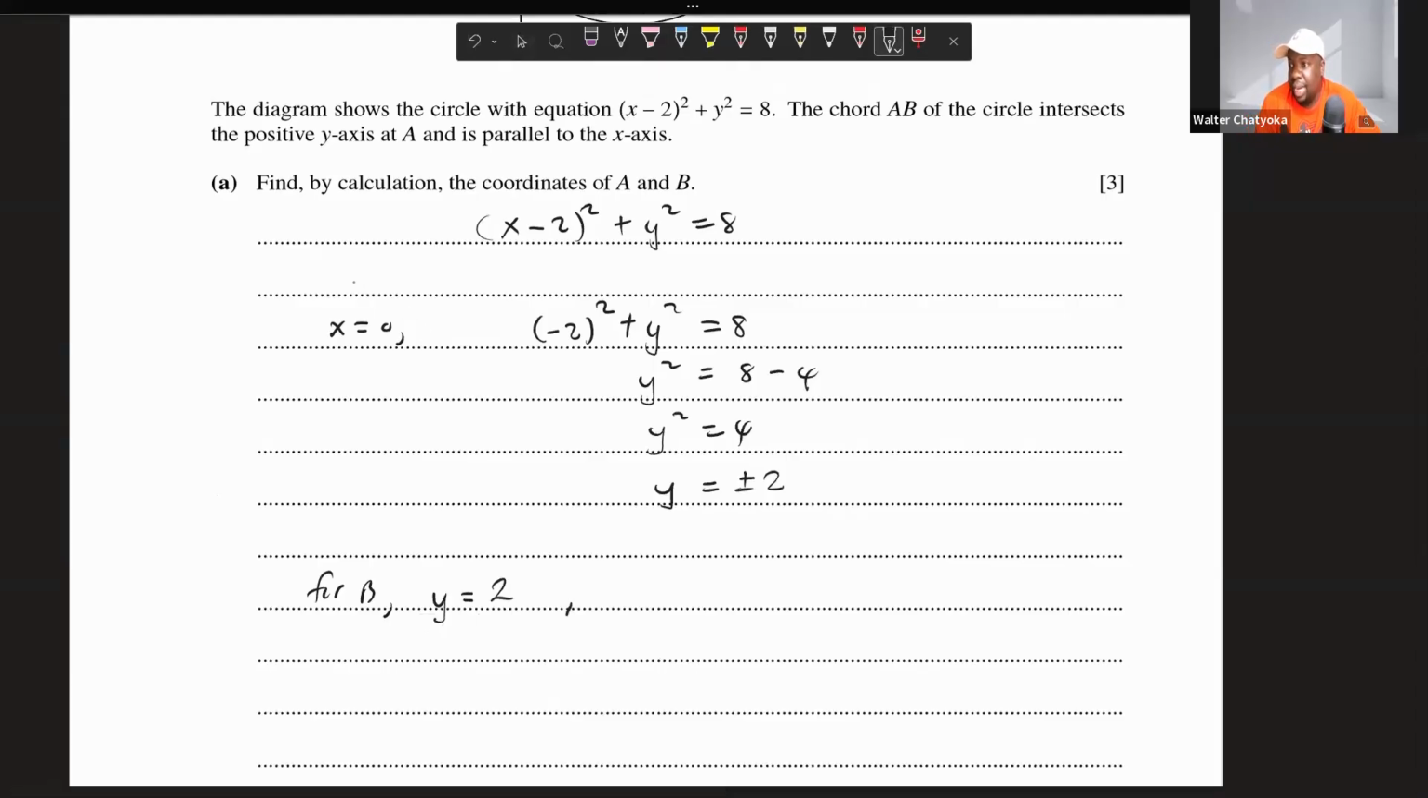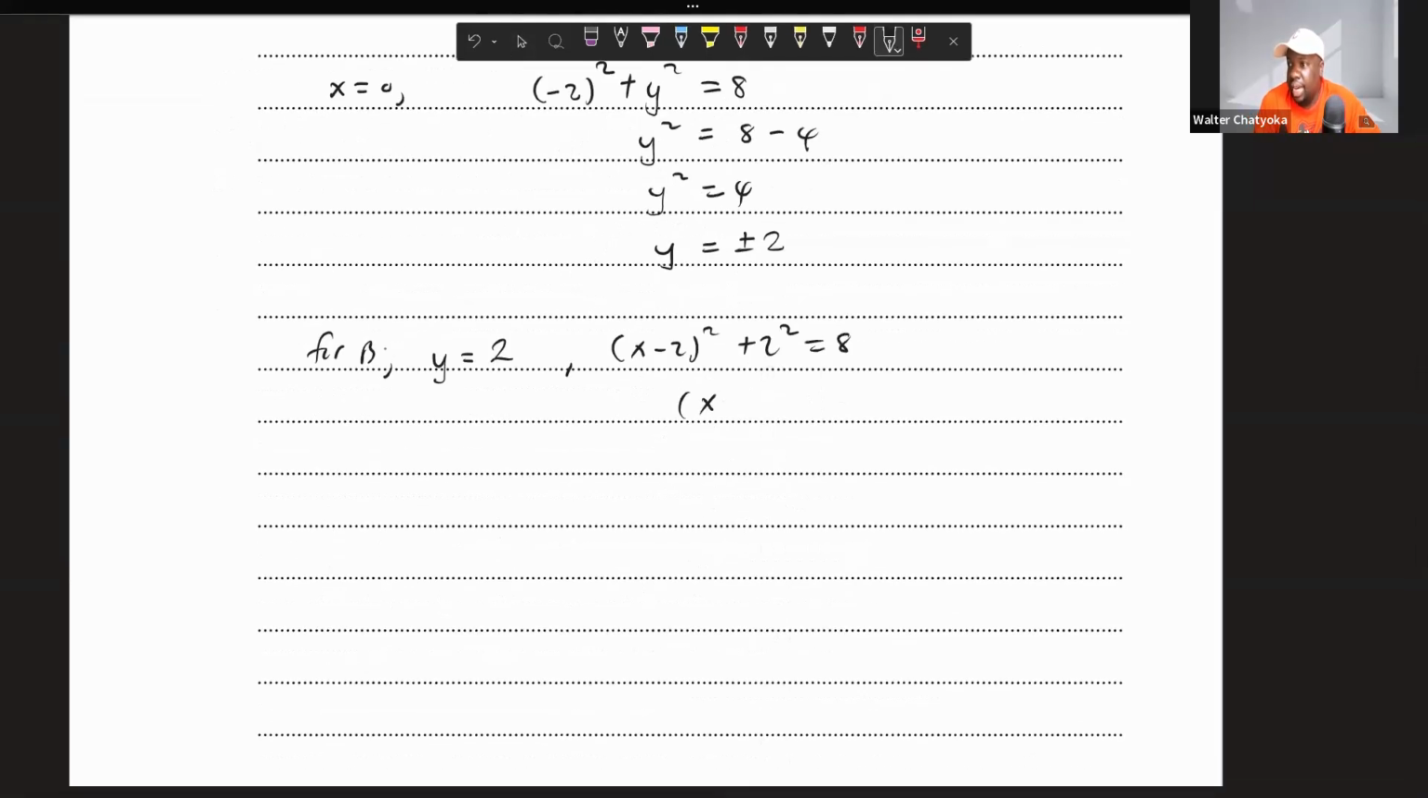So we will have (x − 2)² + 2² = 8, which leads to (x − 2)² = 8 − 4, if we take this to the right. So (x − 2)² is equal to 4. So x − 2 is equal to plus or minus 2 if we square root both sides. So x is equal to 2 plus or minus 2, where x comes out as 2 − 2, that's 0, or x equals 2 + 2, which is 4.